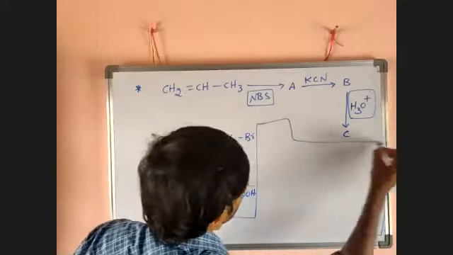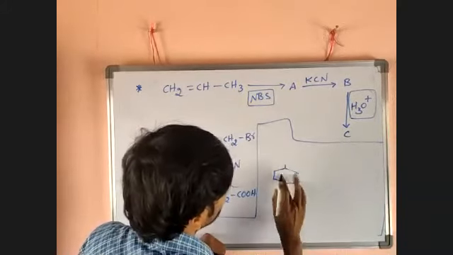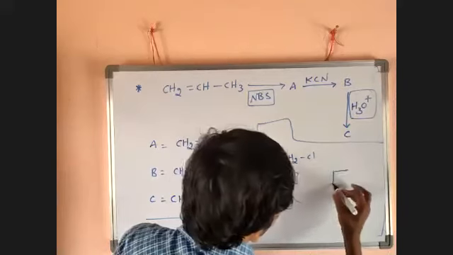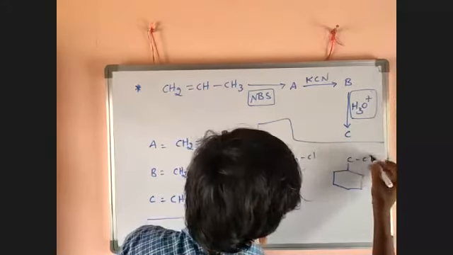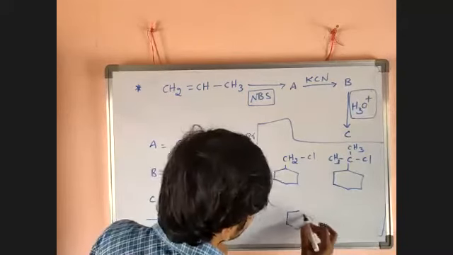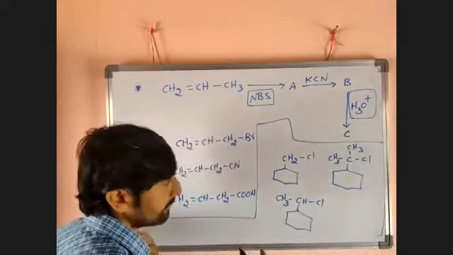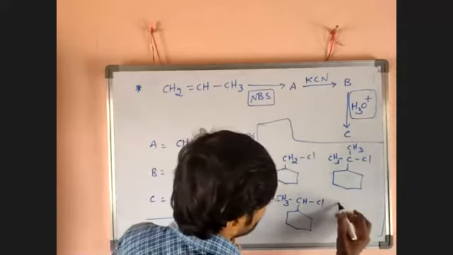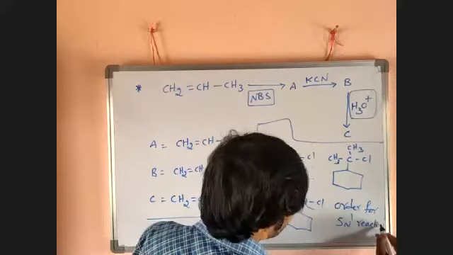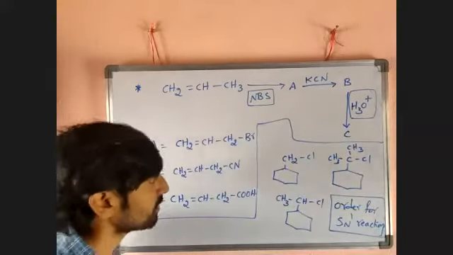Okay, now I want to take another one. CH2Cl, CCl, CH3, CH3, CH3Cl. So rank them for SN1 reaction. Order for SN1 reaction, the correct order. So look here.